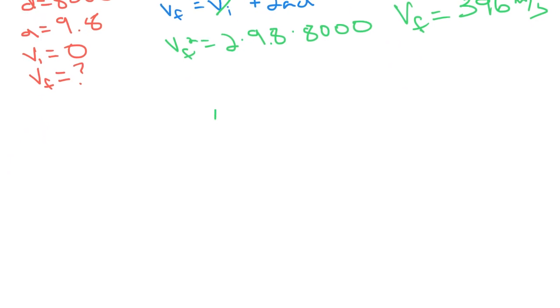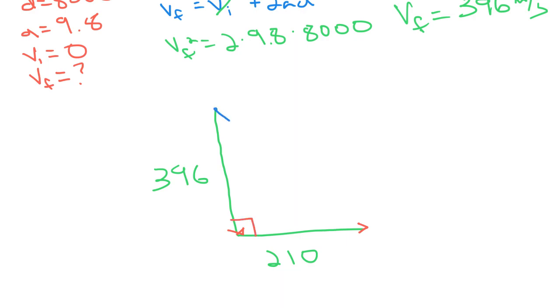So at that moment of impact, we are moving vertically 396 meters per second, and we are moving horizontally 210 meters per second. So we have a vector pointing down, and we've got a vector pointing to the right. I've just added them together so that we can make this right triangle, and then solve for the resulting vector.